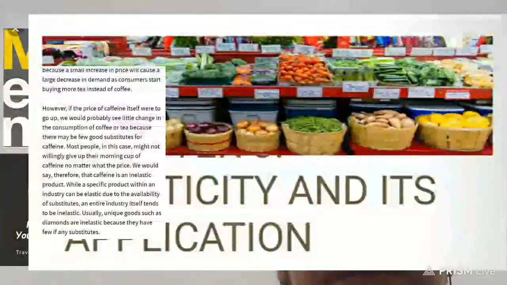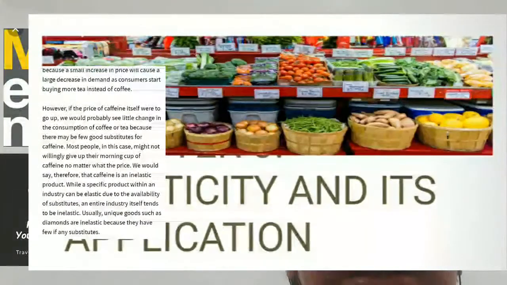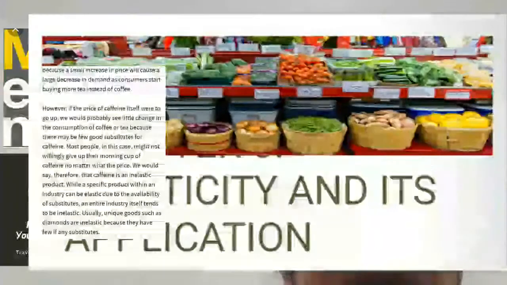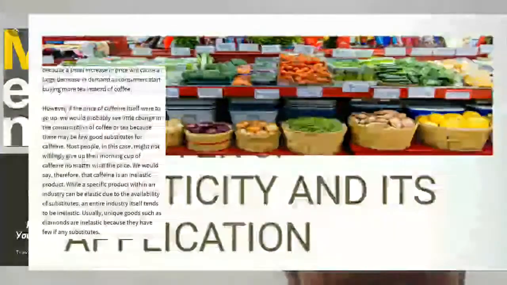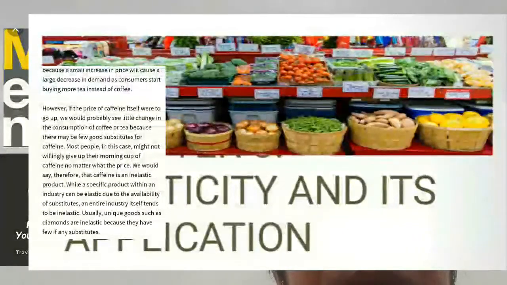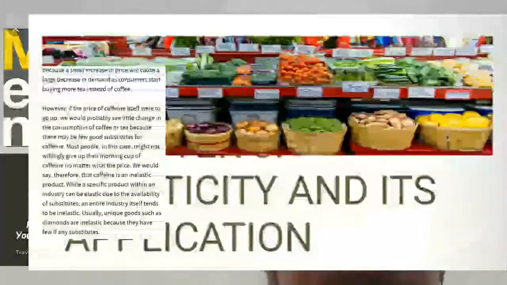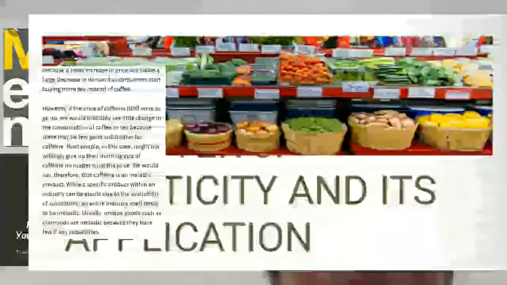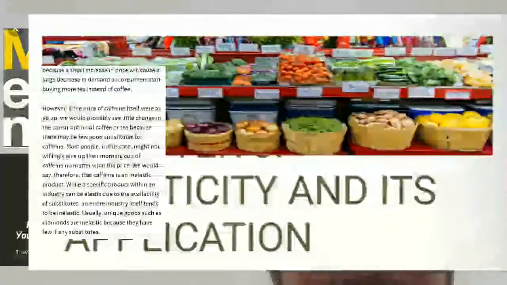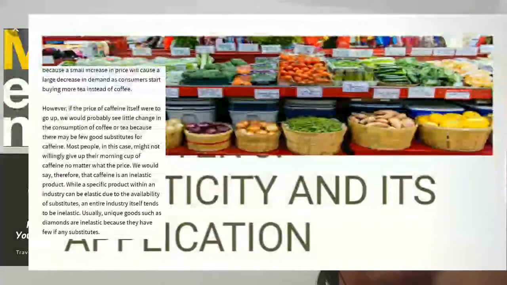So we would say therefore that caffeine is an inelastic product, while a specific product within an industry can be elastic due to the availability of substitutes. So an entire industry itself tends to be inelastic. Usually, unique goods such as diamonds are inelastic because they have few, if any, substitutes. Alright, so pag diamond naman, we're talking about diamonds, they are considered to be inelastic because they have few, if any, substitutes.